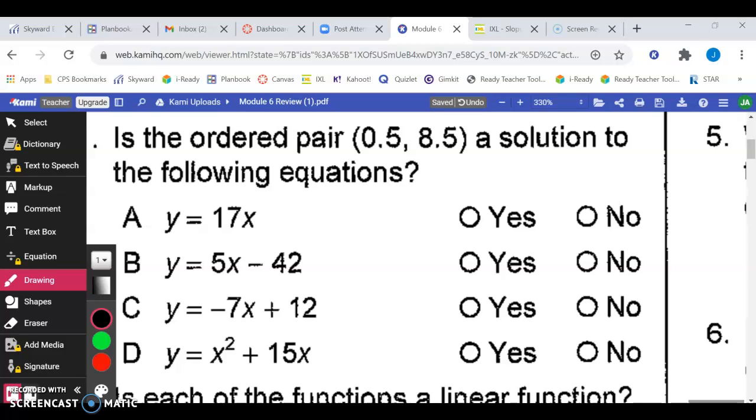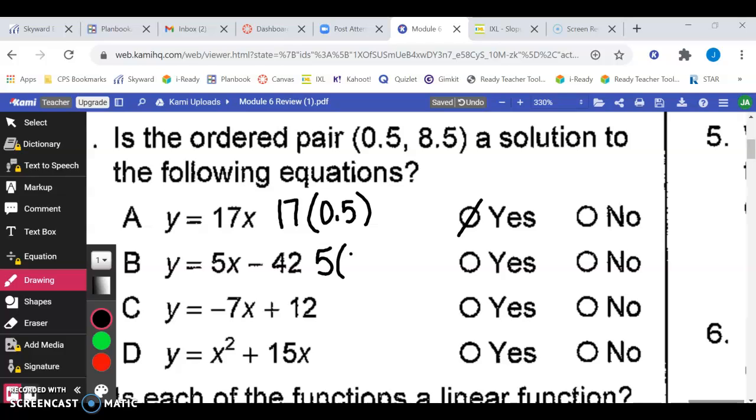All right, for the Module 6 review, number 1 says, is the ordered pair (0.5, 8.5) a solution to the following equations? You are more than welcome to use a calculator here. All we have to do is plug in 0.5 for x and see if we get 8.5 for y. So for part A, 17 times a half is 8.5. So that one is a yes.